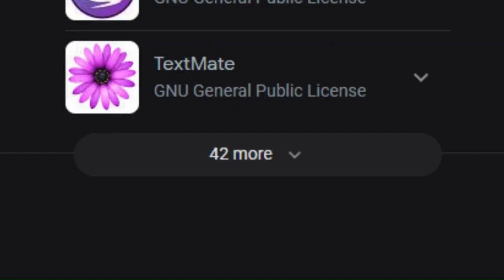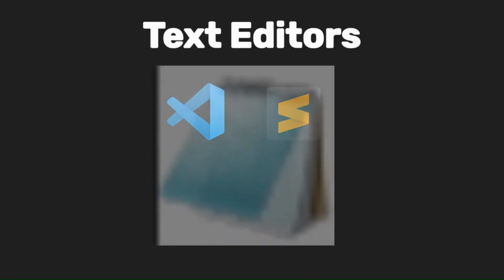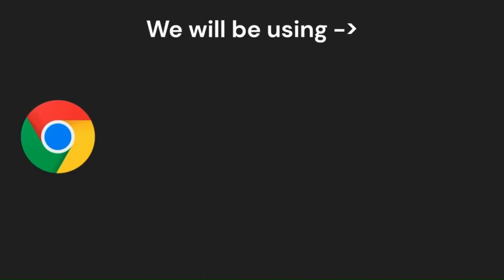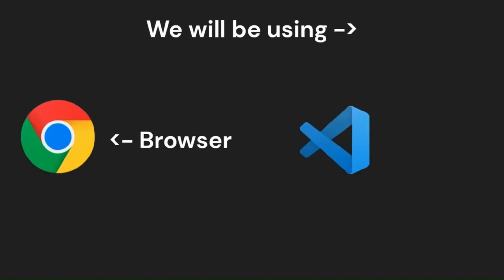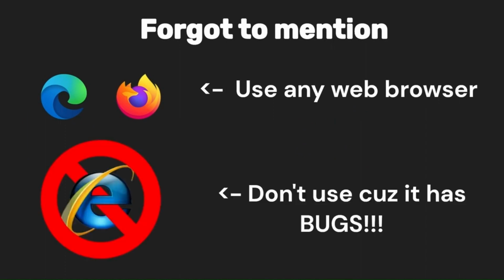There are quite a lot of them like Visual Studio Code, Sublime Text or Windows Notepad. In this course we're gonna use Google Chrome as our web browser and Visual Studio Code as our text editor. And yeah, you can also use Microsoft Edge or Firefox if you want, but I do not recommend using Internet Explorer because it has some bugs.